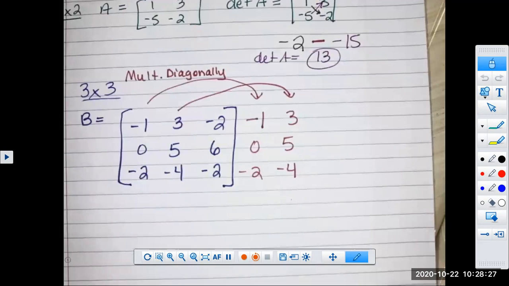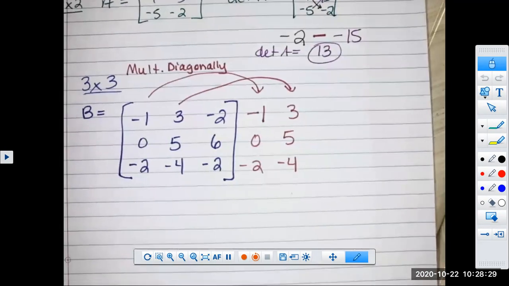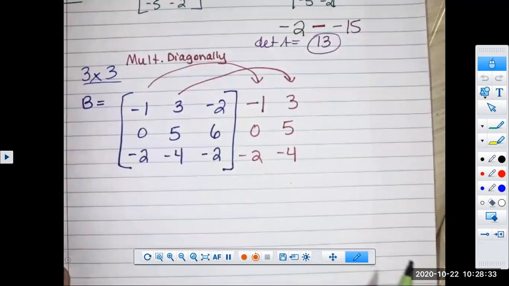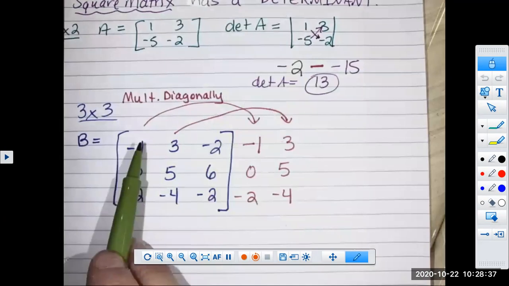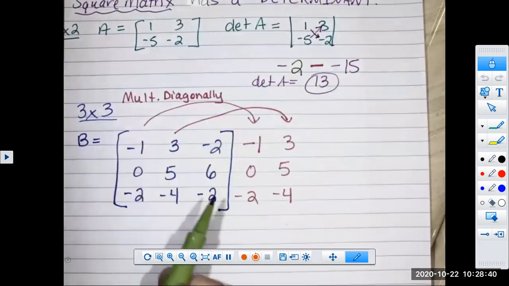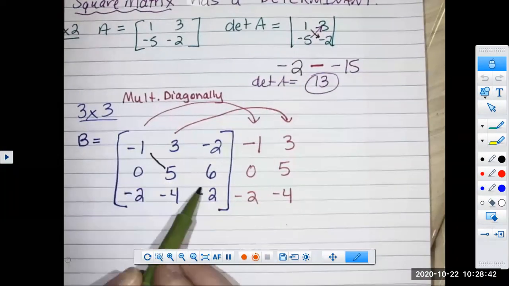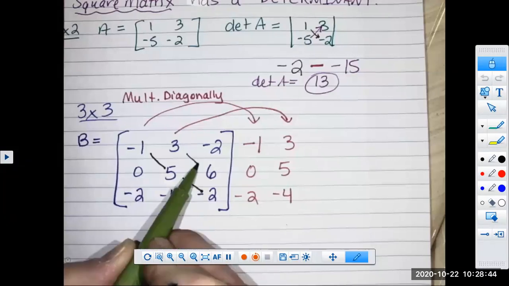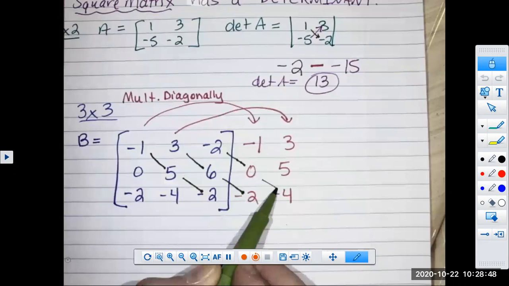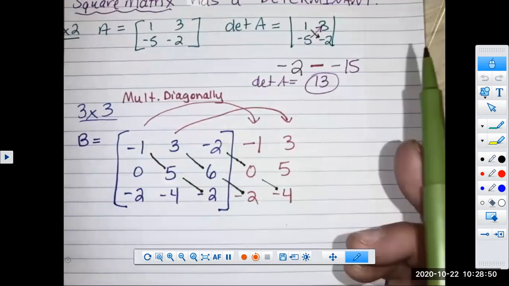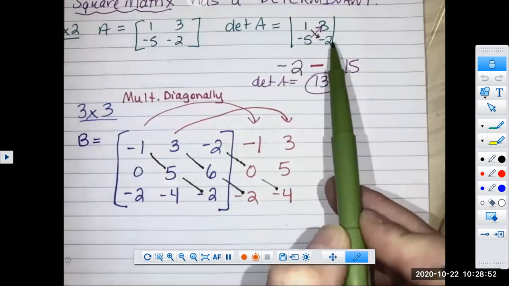All right, from this point, you are going to start in the top left, just like we did in a 2x2. We always start at the top left number, and I'm going to multiply diagonally all the way through till I get to that bottom right number. Just like here, we started top left, ended at the bottom right.